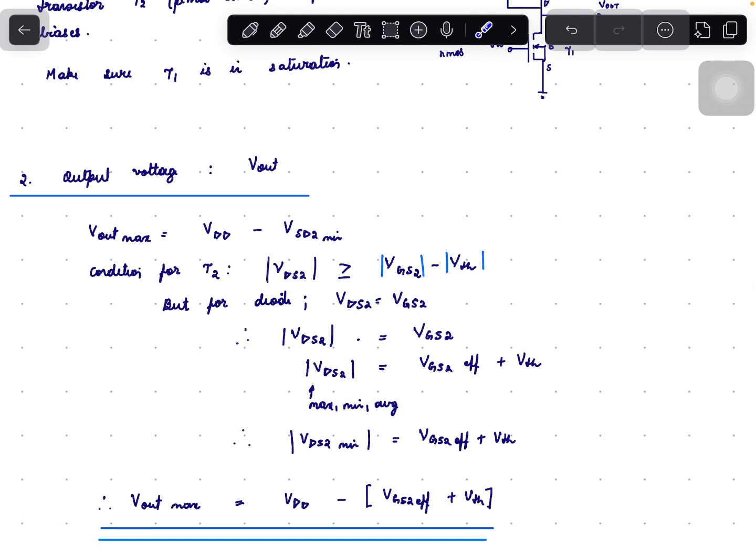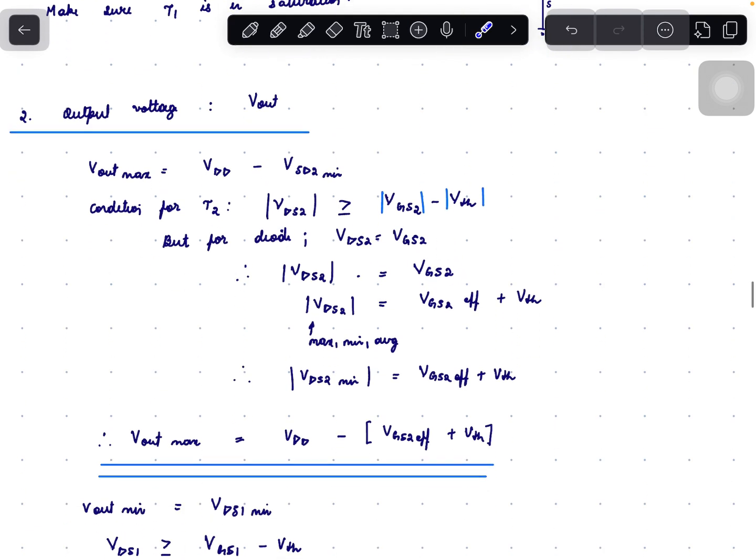Hence, we can write VDS2 as VGS2 effective plus VTH, where VGS2 effective is nothing but VGS2 minus VTH. So VTH minus VTH cancels to give VGS2. So the VDS value, max, min or average, everything remains the same and will be equal to VGS2 effective plus VTH.